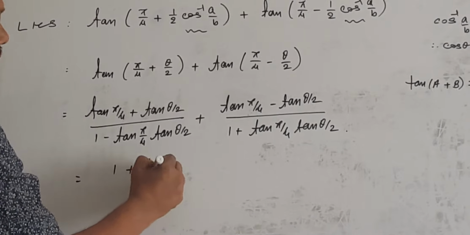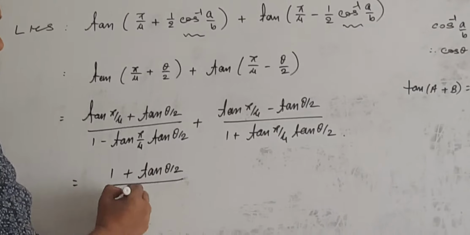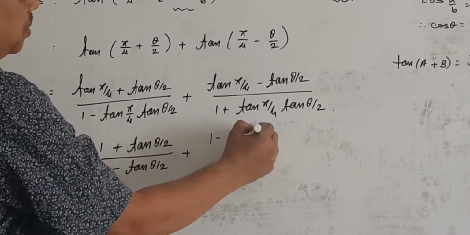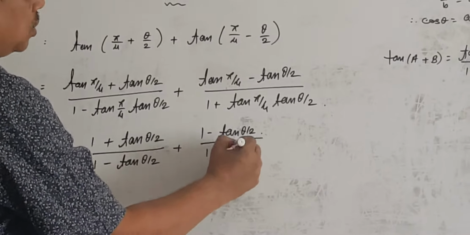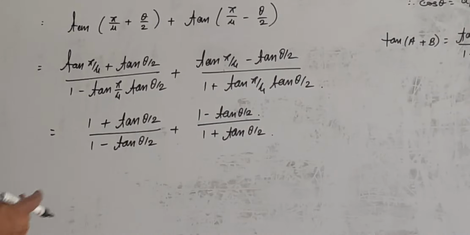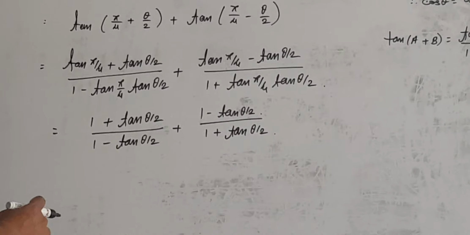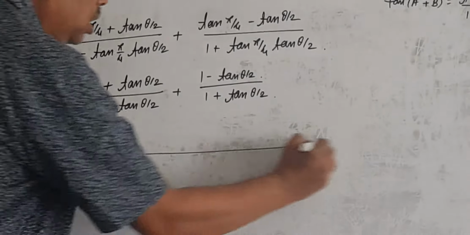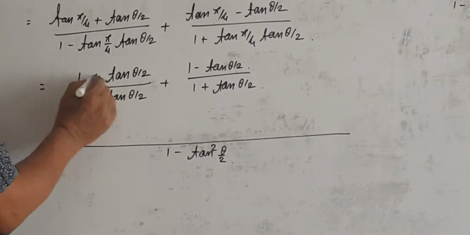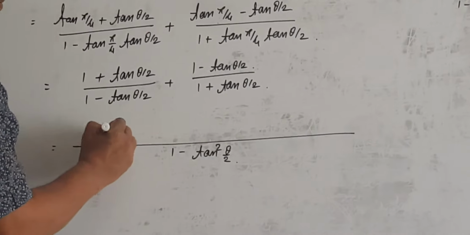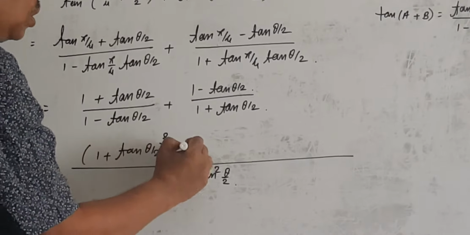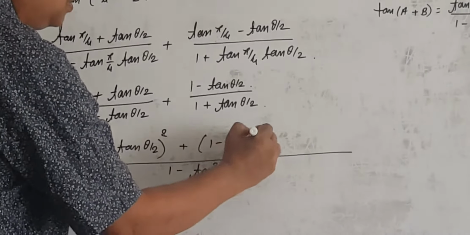So it is (1 + tan theta/2)/(1 − tan theta/2) + (1 − tan theta/2)/(1 + tan theta/2), and tan pi/4 is also 1. Now we take the LCM on both sides. The denominator is (1 − tan)(1 + tan), that becomes 1 − tan square. This is a cross multiplication. So here you get (1 + tan theta/2) whole square plus (1 − tan theta/2) whole square.